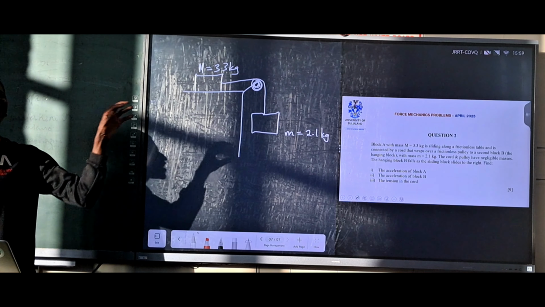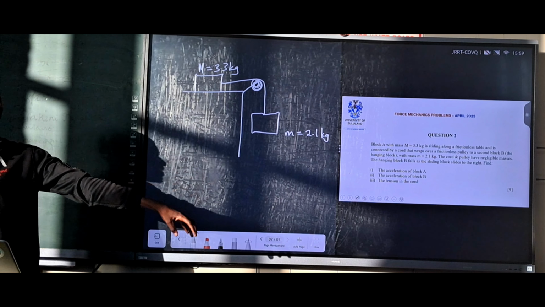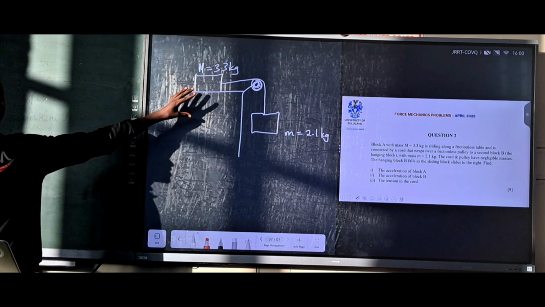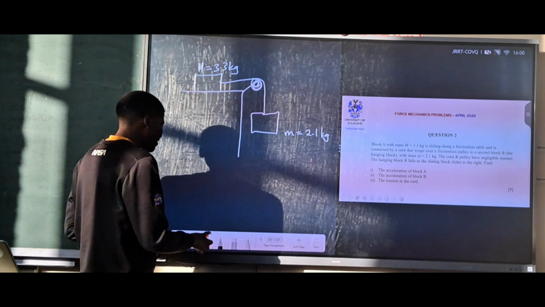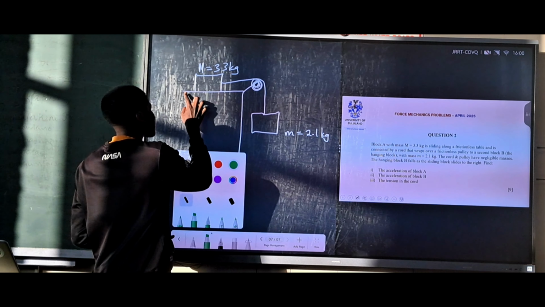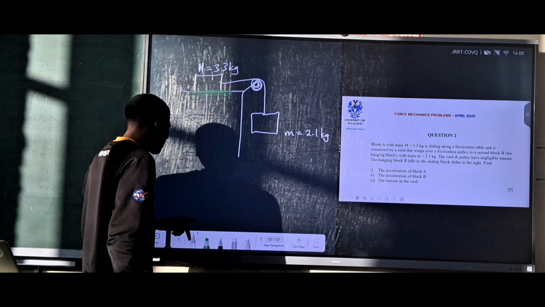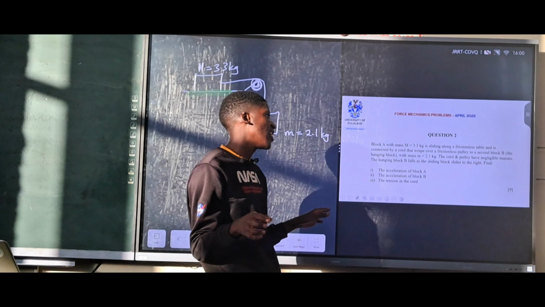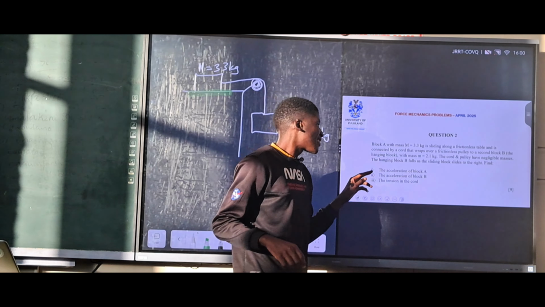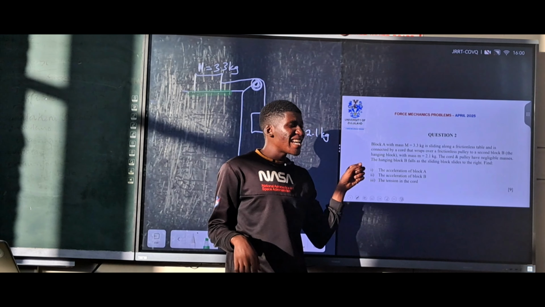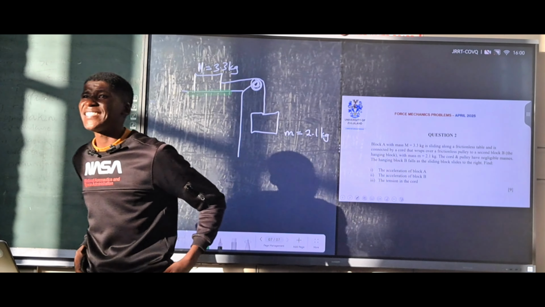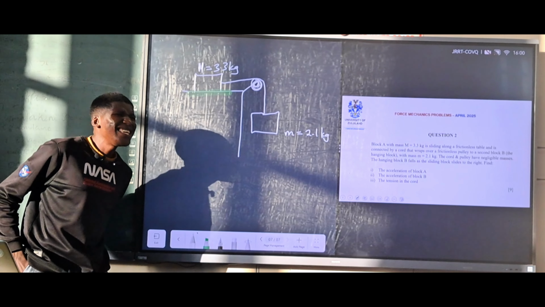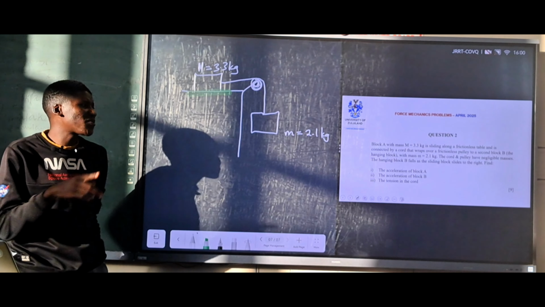So 1 block is hanging, right? 1 block is hanging, 1 block is on the frictionless surface. So we know that this surface does not have friction. It's a clean surface. It's a smooth, ideal, perfect surface. So now, the acceleration of block A and block B, is it going to be different here? No.